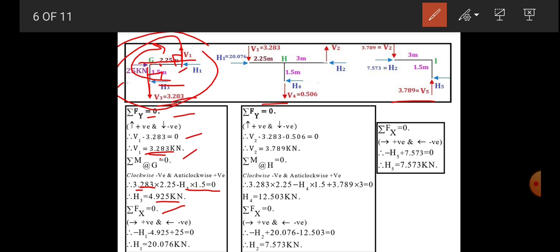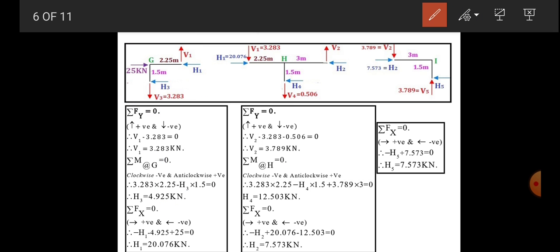So let's do the summation Fx. For that, right side is positive, left side is negative. So right side is plus 25 minus H1 and minus H3. H3 we know is 4.925, put it there. We have H1 is equal to 20.076 kilonewton. So we have the value of H1, and also we have the value of V1. Now show the opposite arrow, because this one is a common joint, and put the same value or magnitude.